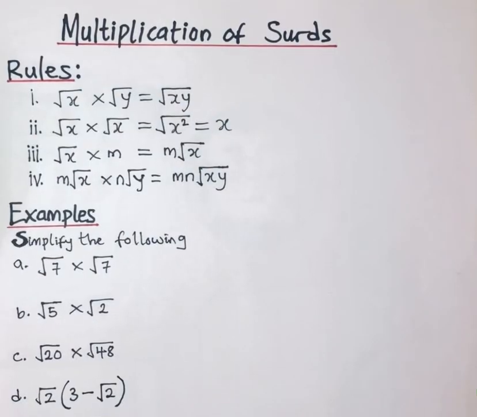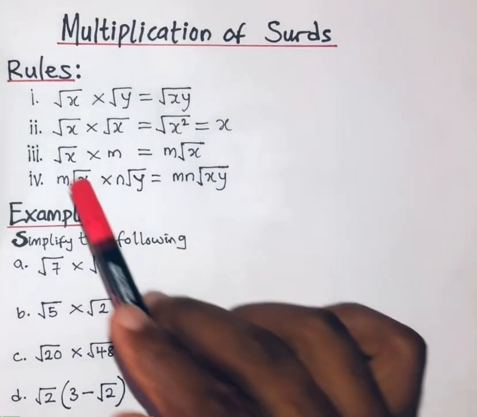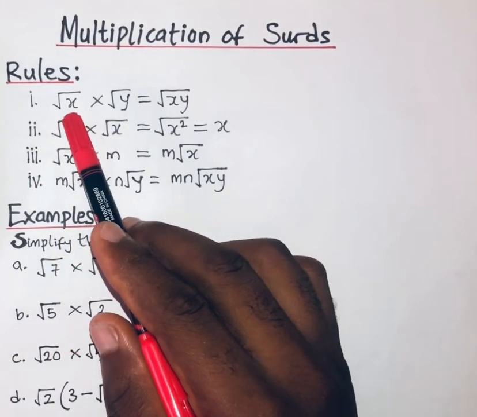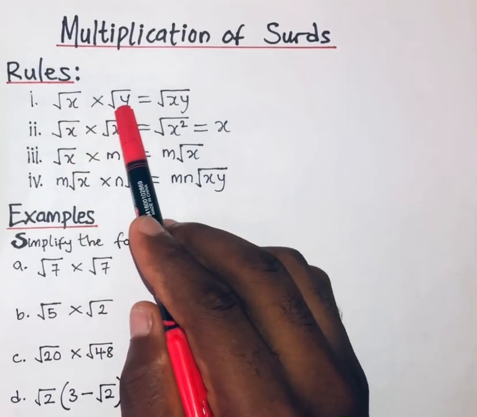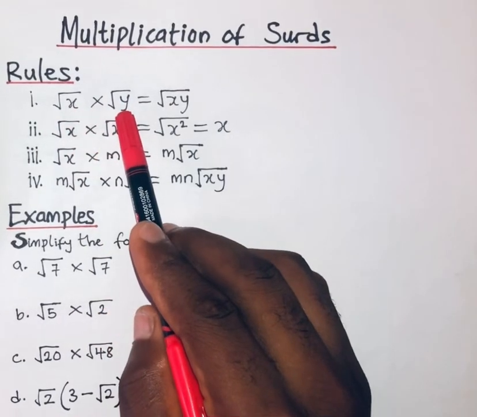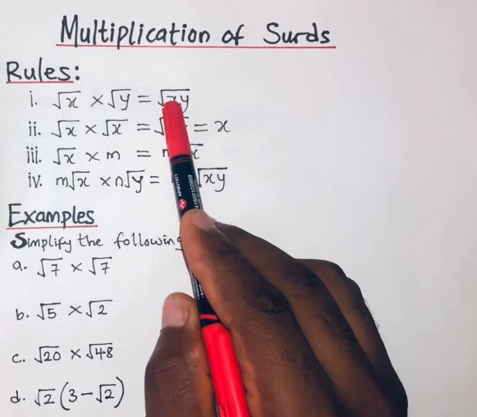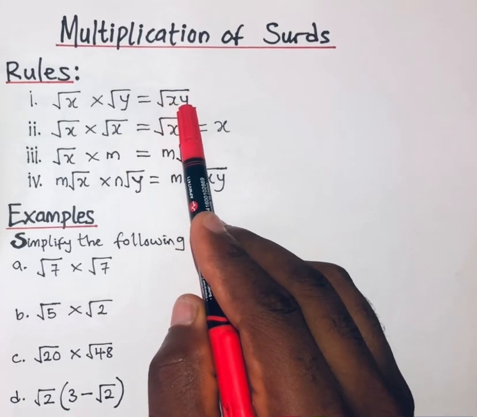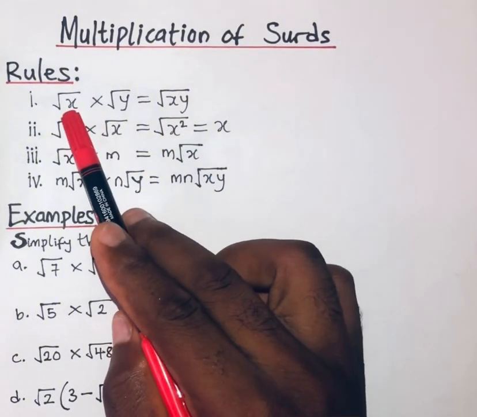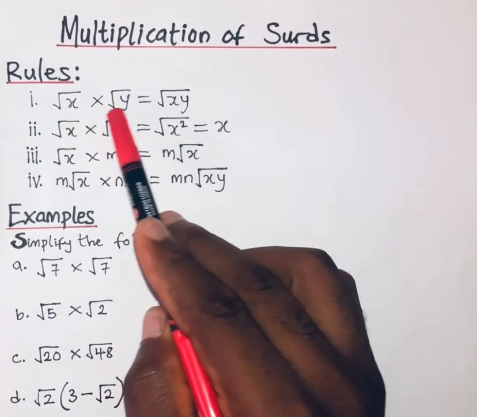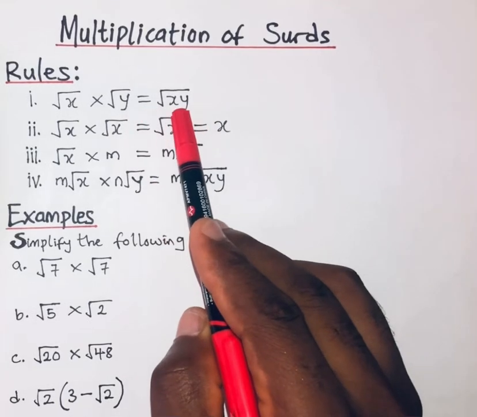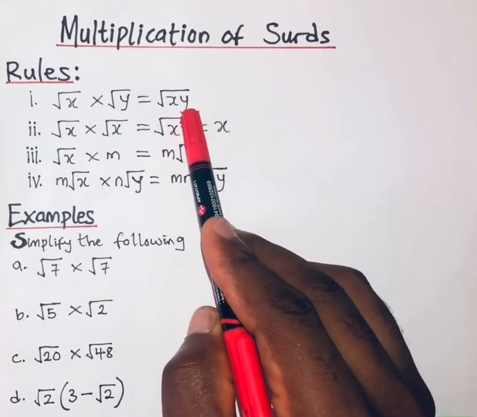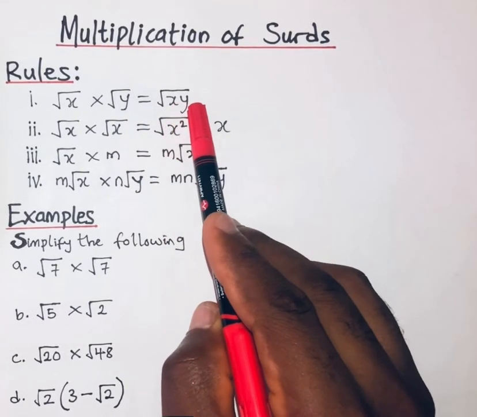Good day viewers, in this video I'll be showing you how to multiply surds using the following rules. The first rule says that whenever you're multiplying two surds with different radicands, the result is going to be the square root of the two radicands multiplied with themselves. So root x times root y would be equal to the root of xy. So this xy means x times y.